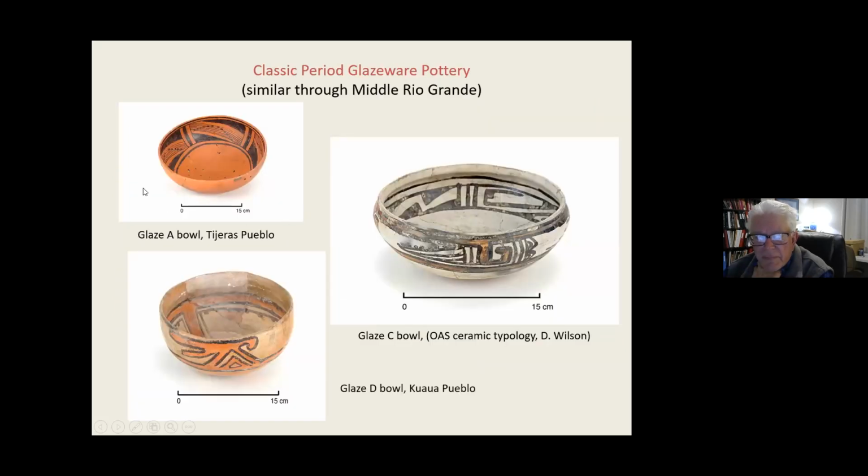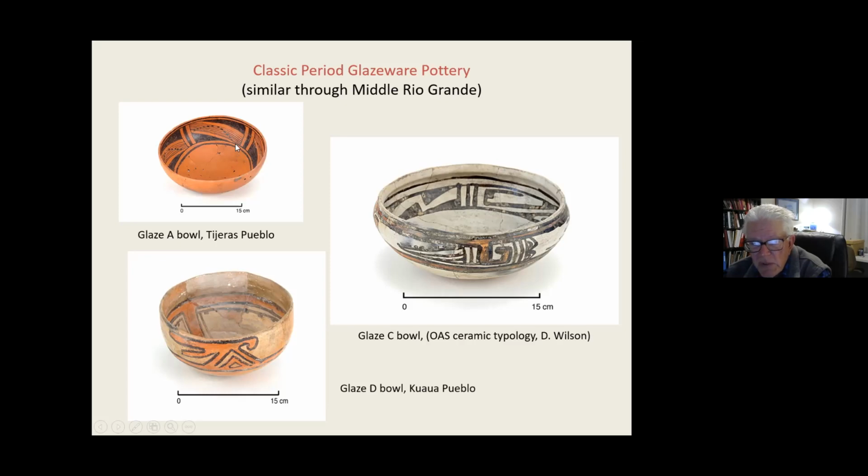Okay, we're not going to have pottery class here, but I just wanted to show you some typical examples of the classic period P4 glazeware that was popular and was made at Kuaua and in many of the other sites around it. As you probably know, the glazes are classified into A, B, C, D, E, F. And so just some examples. Here's a glaze A bowl from Hayward Pueblo in Tijeras Canyon. Here is a glaze C bowl. That illustration comes from Dean Wilson's website, which is very useful. I know Dean Wilson pretty well. And here's a glaze D bowl, which actually was excavated at Kuaua.